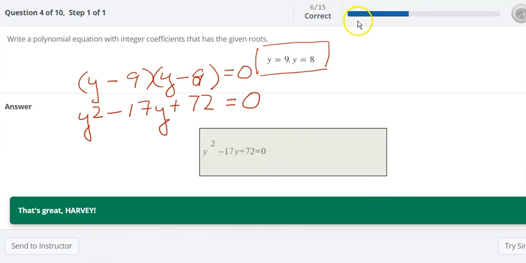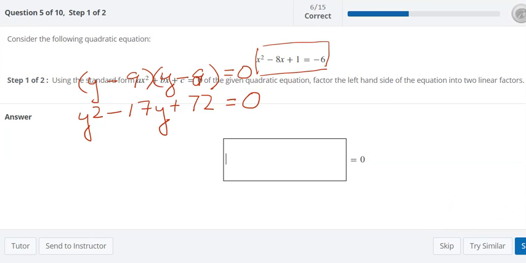You'll notice my bar on top for practice is moving along. All right, let's see, we'll do one more.